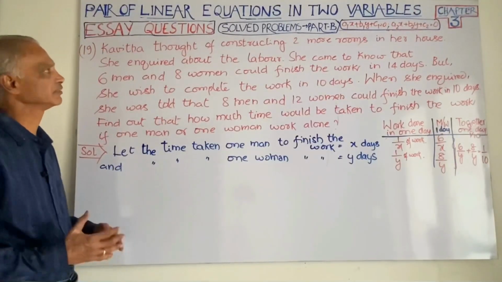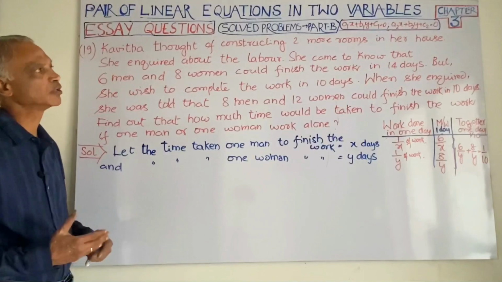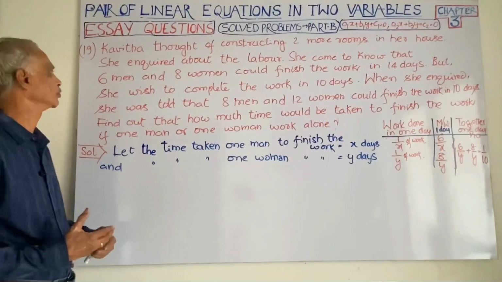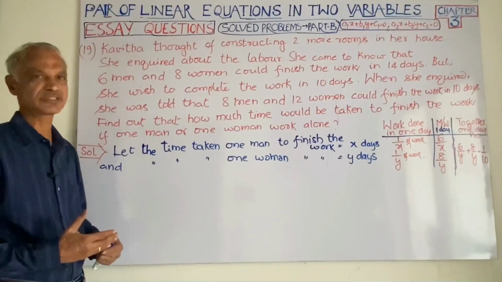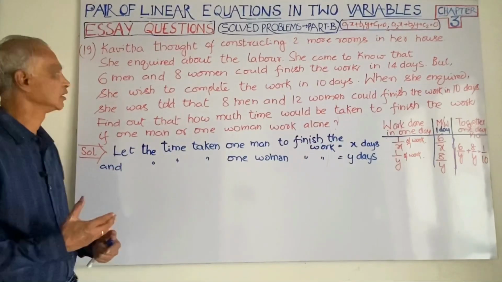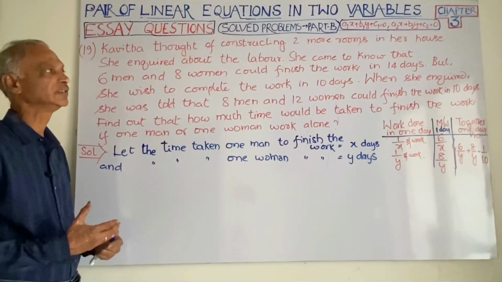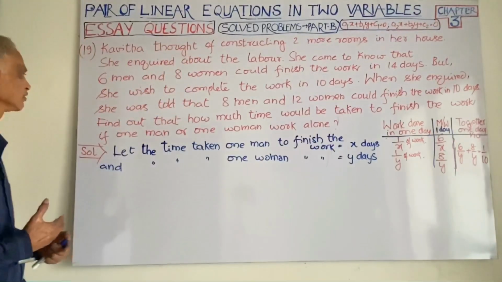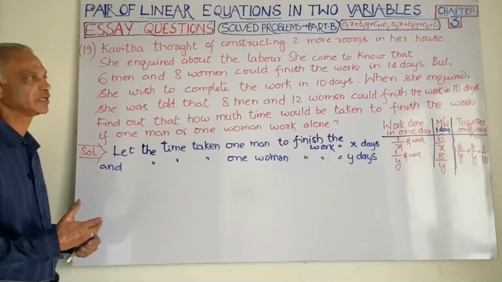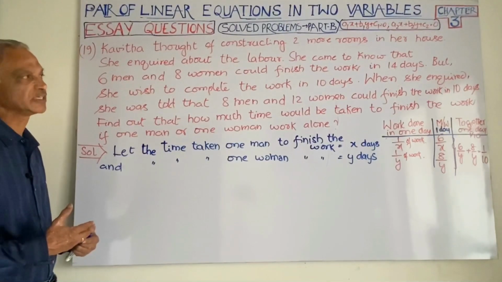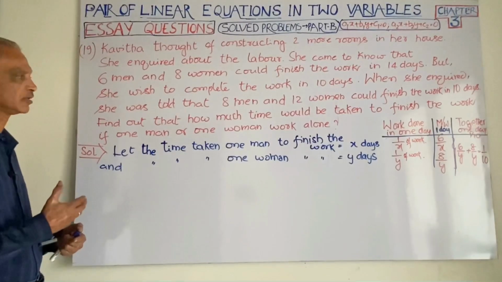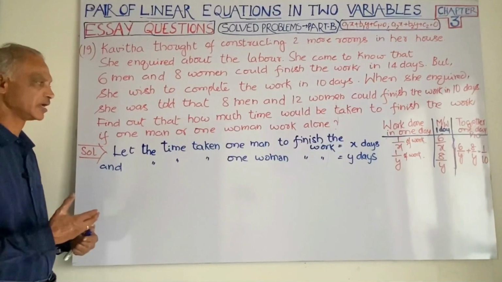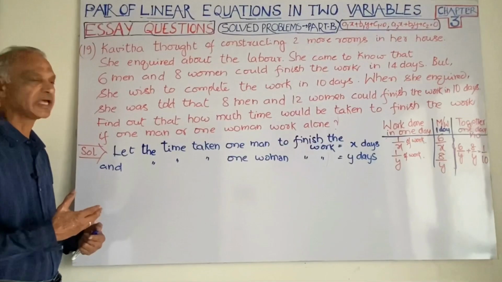You read the problem. Kavita thought of constructing 2 more rooms in her house. She inquired about the labor. She came to know that 6 men and 8 women could finish the work in 40 days, but she wished to complete the work in 10 days. She wanted to do the work early. When she inquired, she was told that 8 men and 12 women could finish the work in 10 days. Find out how much time would be taken to finish the work if 1 man and 1 woman work alone.